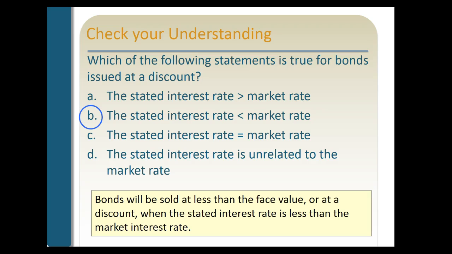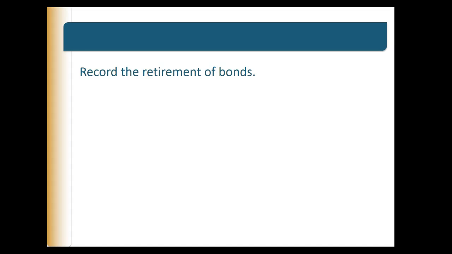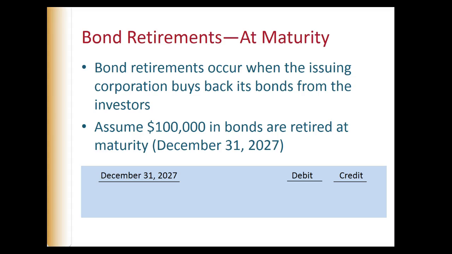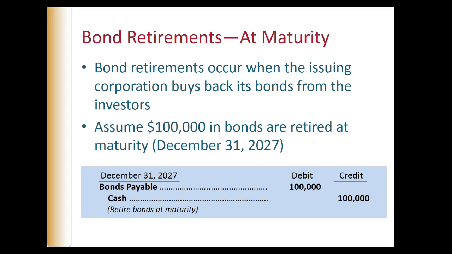Okay. Now we're going to talk about the retirement of bonds. When the issuing corporation buys back its bonds from the investors, we say it has retired those bonds. The corporation can wait until the bonds mature to retire them, or frequently the issuer will choose to buy the bonds back from the bondholders early.